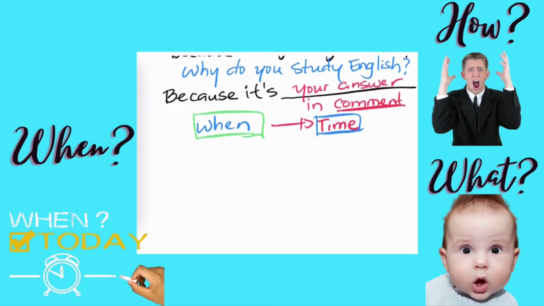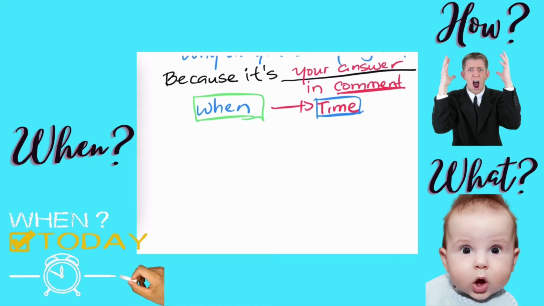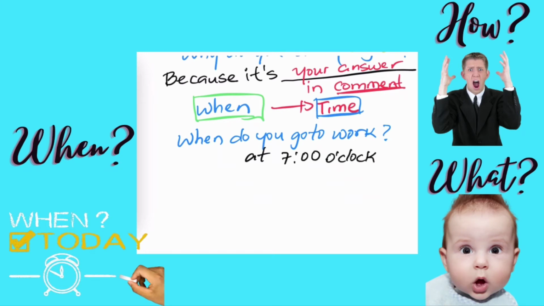So the first question I'm going to use is, when do you go to work? So I would answer, at 7 o'clock. Well, in my case, it's not. For example, in my case, I don't go to work at 7 o'clock. I start working at 9. So that was for the word when.